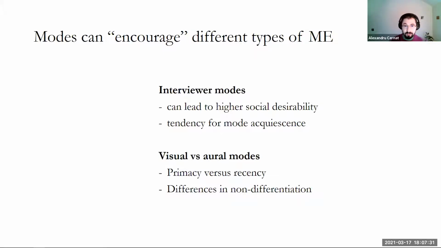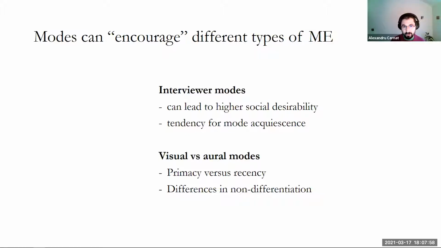Another thing that is found sometimes, although not consistently, is acquiescence. So there's a slightly higher tendency to have acquiescence, or the tendency to agree with a statement regardless of its content, when we have interviewer modes. And again, this might be due to the respondents trying to agree or have a rapport with the interviewer.